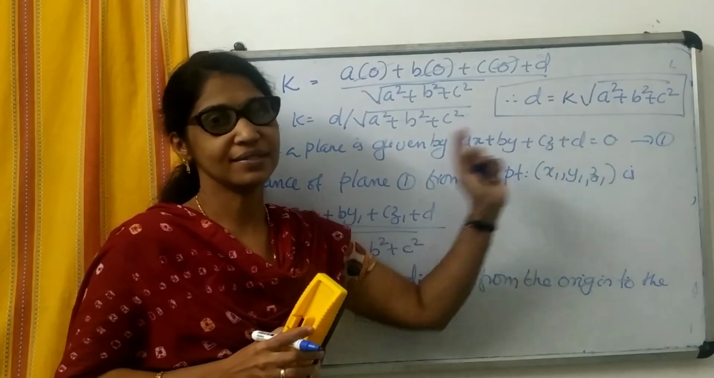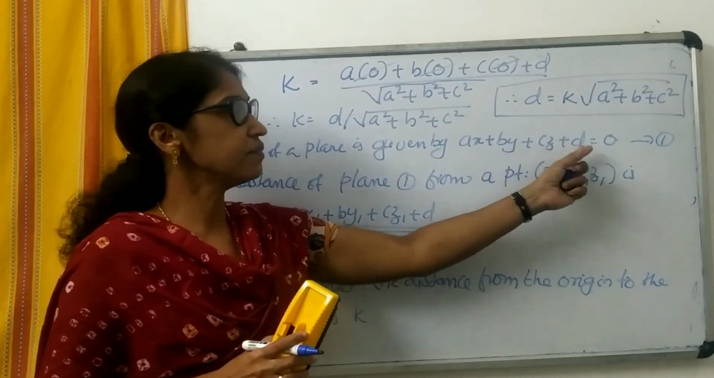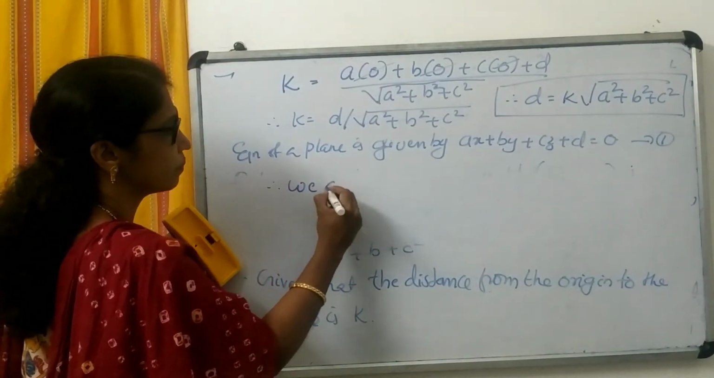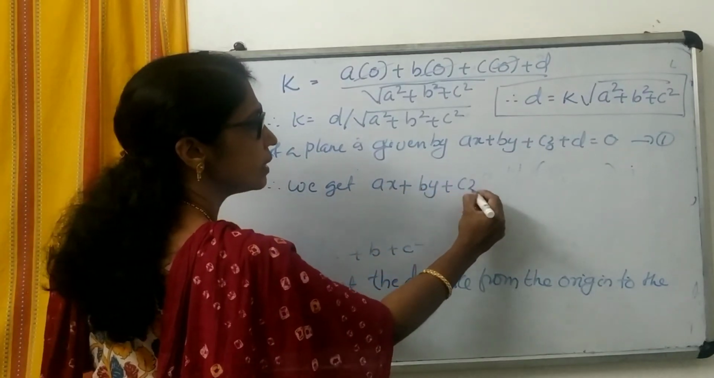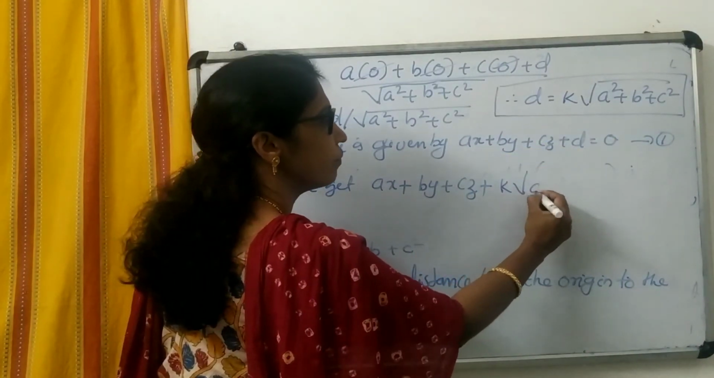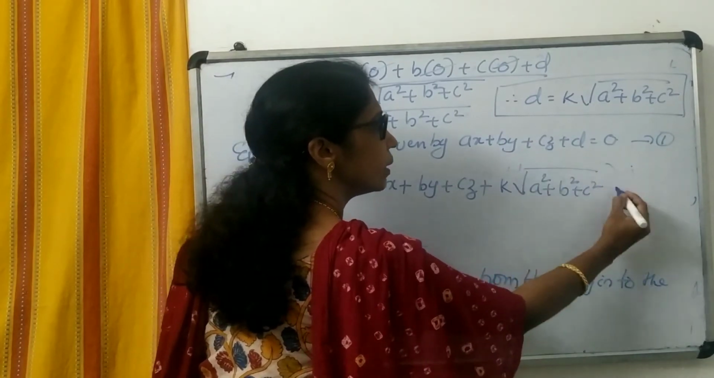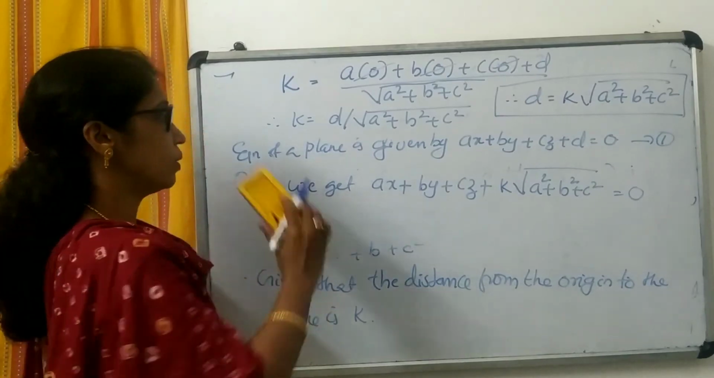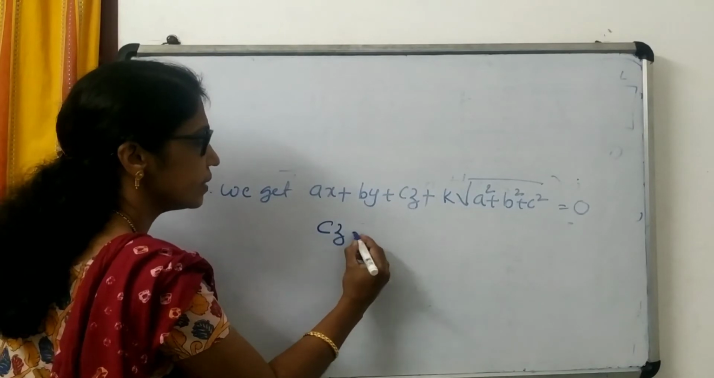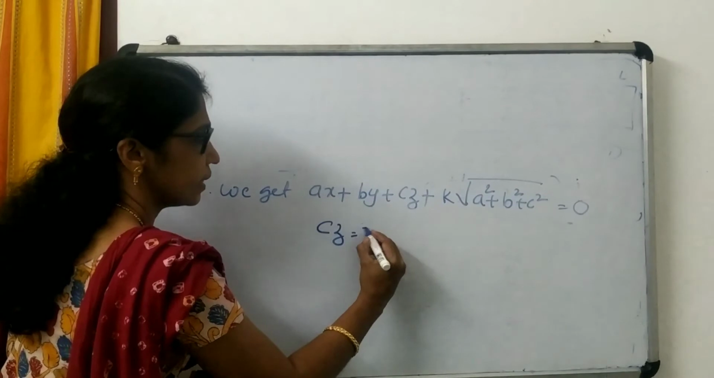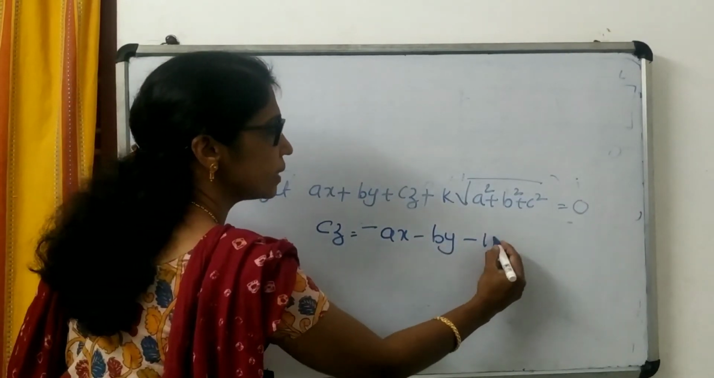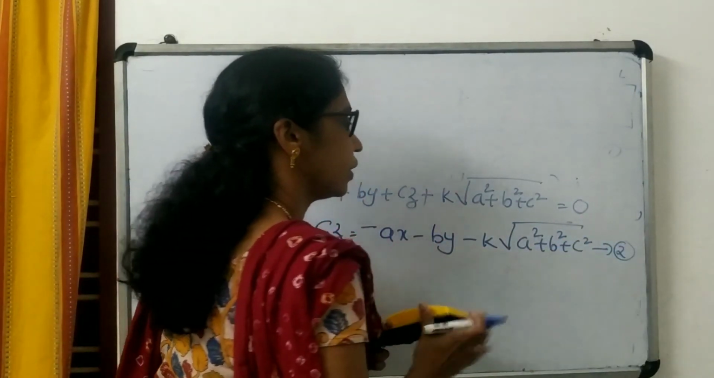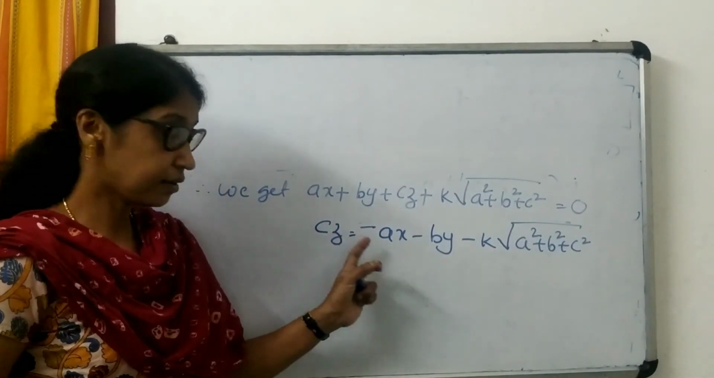So first we eliminate this d. In this equation we substitute this d here. Therefore we get ax plus by plus cz plus d, where d becomes k into root of a square plus b square plus c square, equal to 0. So the equation becomes ax plus by plus cz plus k into root of a square plus b square plus c square equal to 0. Now this equation becomes cz is equal to, take all these terms on the right hand side, minus ax minus by minus k into root of a square plus b square plus c square. Now from this equation we write z.